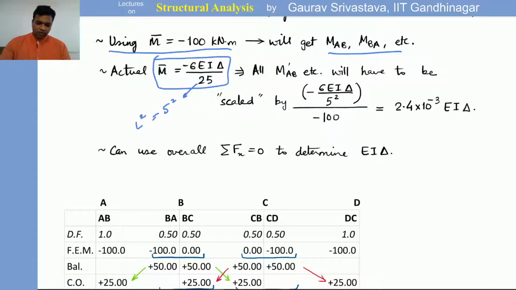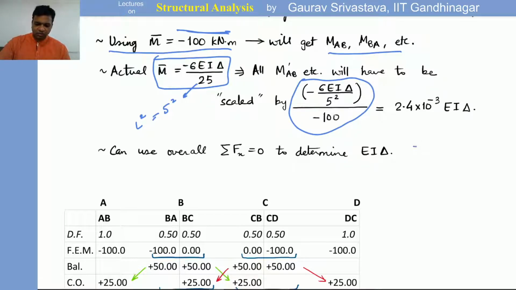Okay, so what we see is that if m bar gives a certain moment MBA, whereas it should have been 6 EI by L squared times delta, what it means is that all the moments which we actually find out using this minus 100 have to be scaled by this amount. Okay, so this is very simple unitary method.